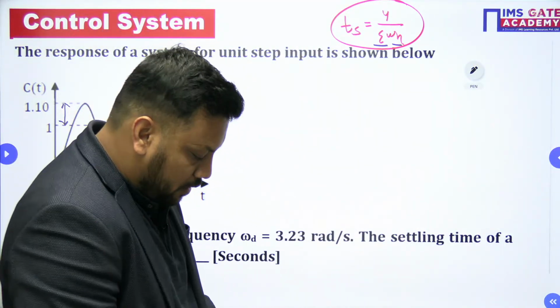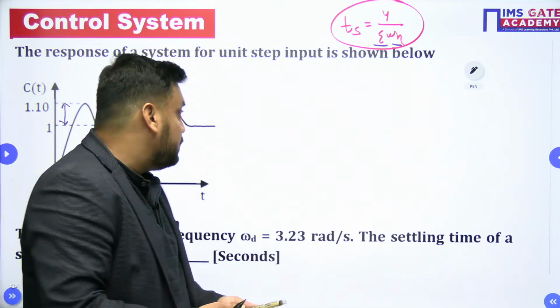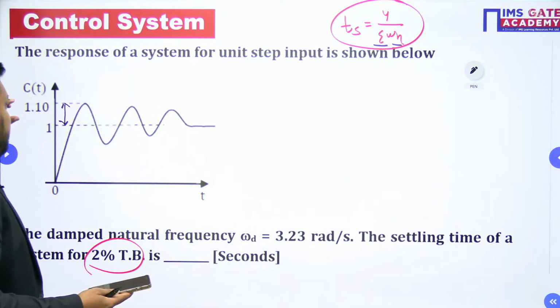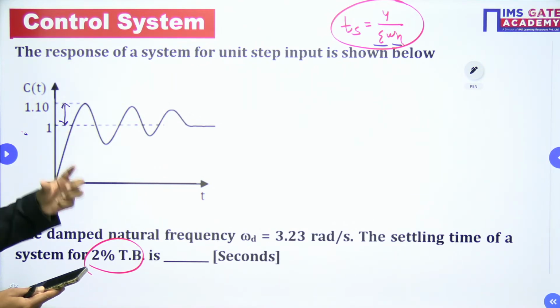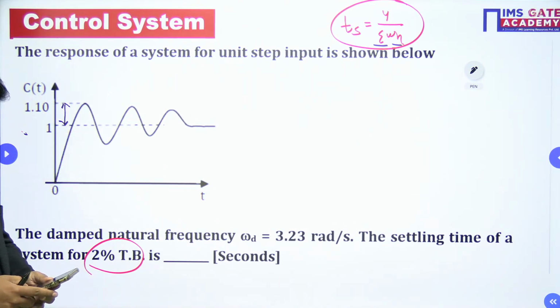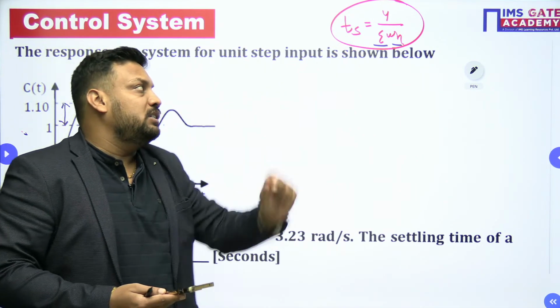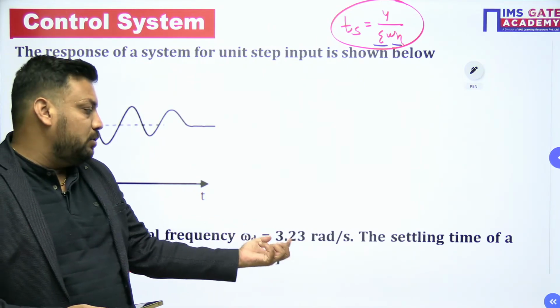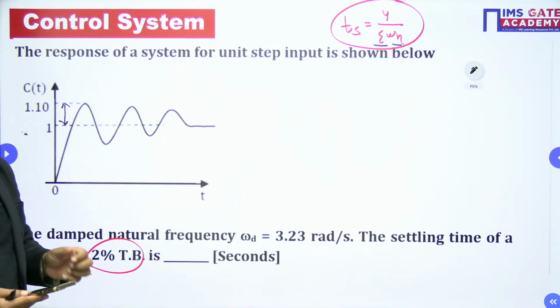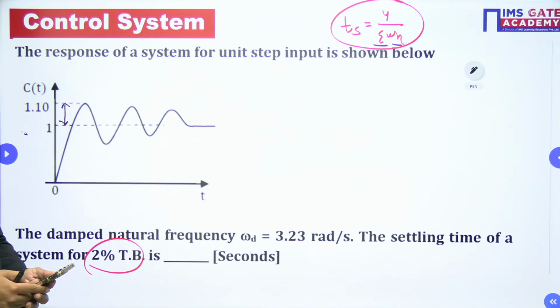So students, the unit step response is given to you and this difference is given to you. It means indirectly the maximum peak overshoot is given to you. The examiner is asking for settling time, where you need zeta and omega n. To calculate omega n, the omega d value is given to you, and to calculate zeta, the maximum peak overshoot is given to you. Try to solve this question fast, guys.